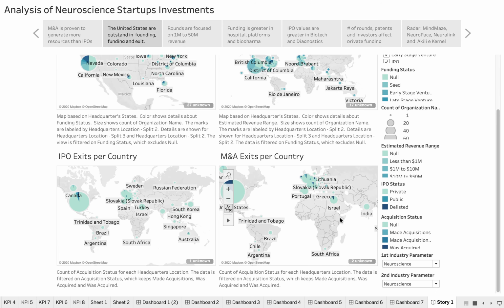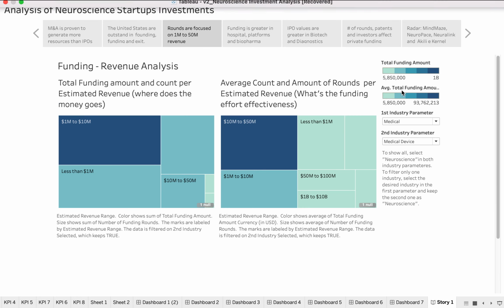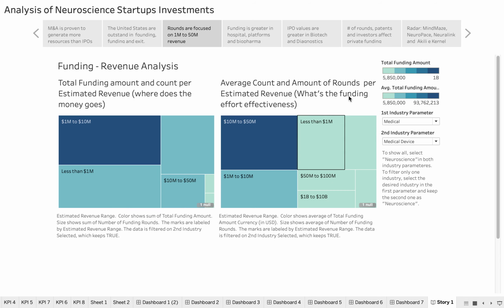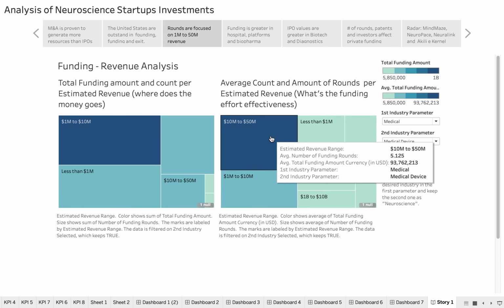And on the second line, we did an analysis for IPOs and M&As, and we decided to break into countries instead of states to guarantee that the numbers would not be too granular, and the analysis would not be too fragmented. From now on, we considered an analysis of funding distribution according to revenue.